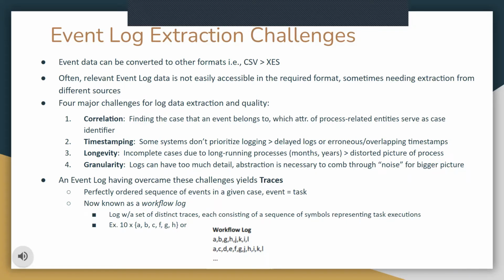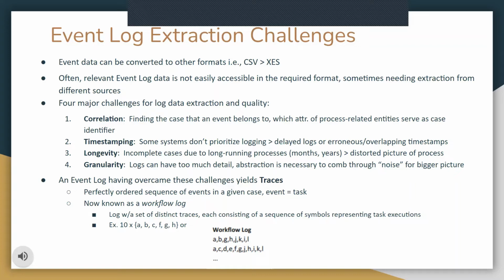Timestamping. Some systems don't necessarily prioritize logging. This can then produce delays in the logs, errors, and overlapping timestamps to the point that, for example, one event can occur 2 seconds right after another when that's not necessarily true. And then again, that just paints an erroneous picture of what the process actually looks like.